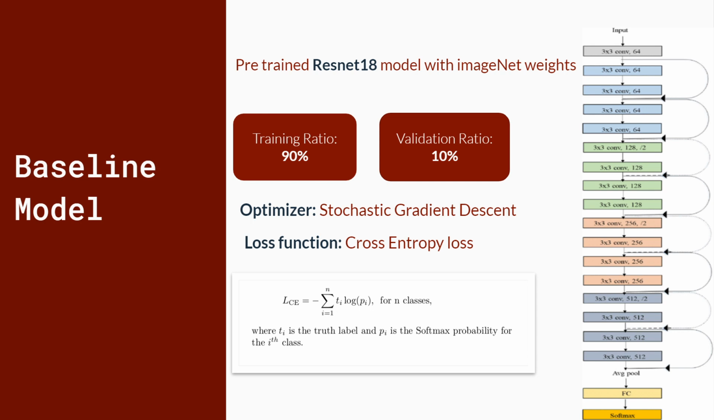For the optimizer, we use stochastic gradient descent, which is very popular, and it updates the model's weights based on the gradient of the loss function. For the loss function, we use cross entropy loss. This is commonly used for classification problems. It measures the performance of a classification model whose output is a probability value between 0 and 1.